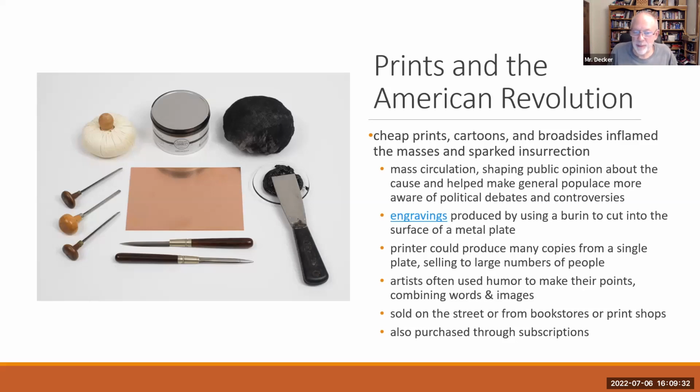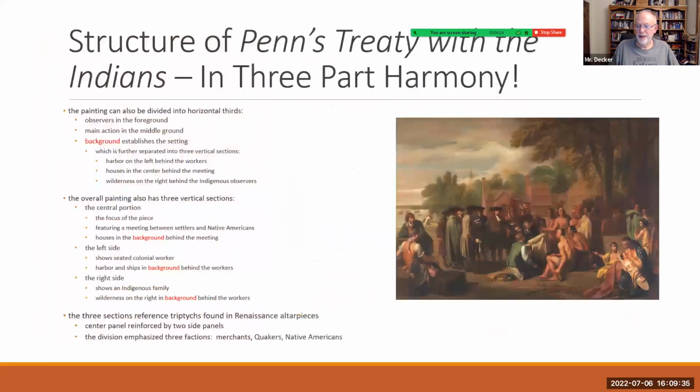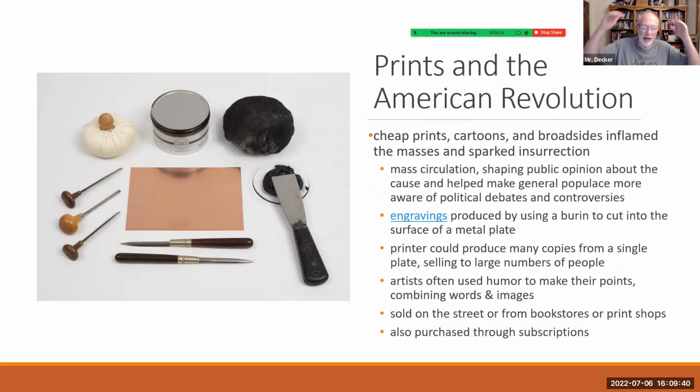It wasn't history painting that changed people's perceptions of the world. History painting was the highest level of artistic thought, but it was prints, cheap, mass-produced prints, cartoons, also known as broadsides. That's what inflamed the masses and helped spark the insurrection that led to what we call the American Revolution. Mass circulation, shaping public opinion about the cause, and helped make the general populace more aware of political debates and controversies.